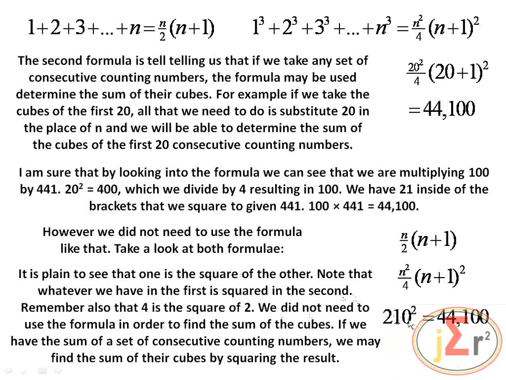So 210 squared is equal to 44,100. This 210 is the sum of the numbers up to 20, and 44,100 is the sum of those cubes from 1 to 20. And how are these related? We square this, and this is the result.